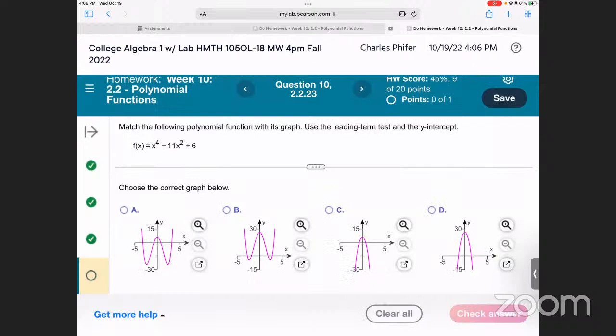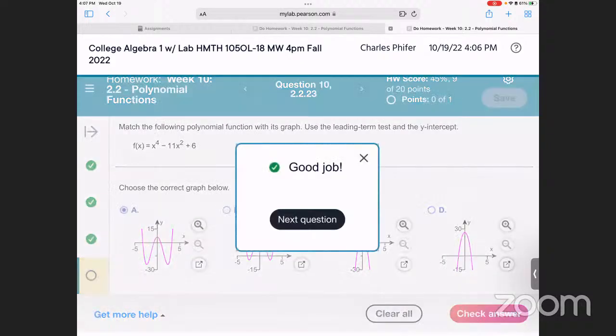Same thing here. The leading term in this case is x to the 4. The leading coefficient is positive. That means it goes up to the right, so it has to be either A or B. And then the degree of the polynomial is even, so the other side is the same, so it could still be A or B. And our y-intercept is 6, so that means that it's A. All right, okay.